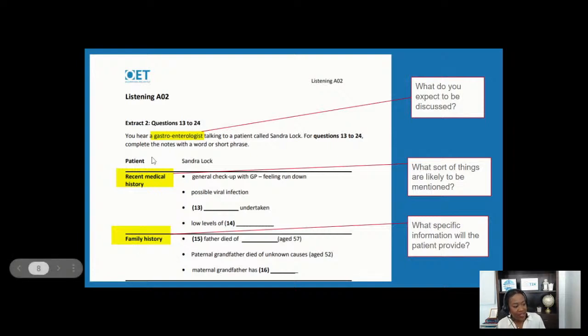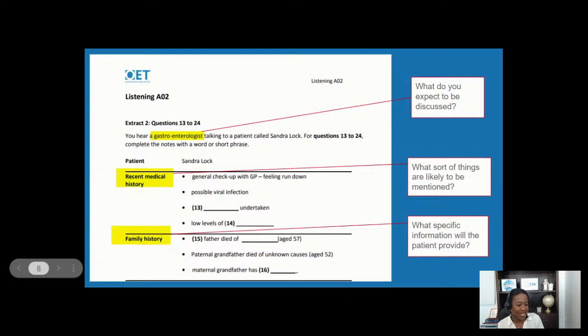Again, we can think of the context in terms of what is being discussed at different parts of the consultation. You can move on and get ideas about what might be said by looking at the headings and seeing that they're first going to talk about recent medical history, and then they're going to talk about family history. So, from knowing the context from here and in the headings, we can guess what's likely to be discussed. Okay, so what might be discussed with a gastroenterologist?